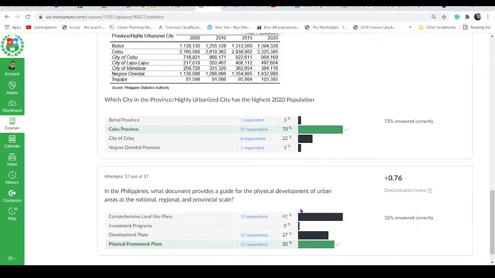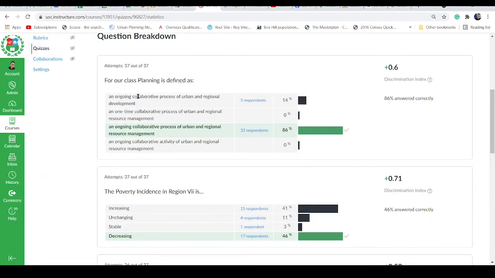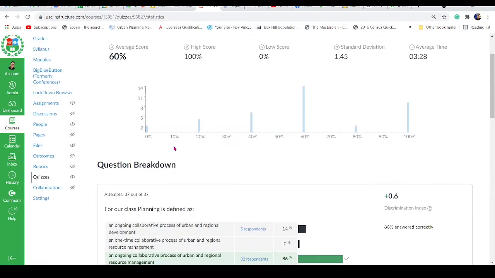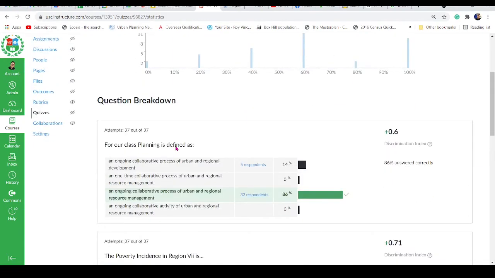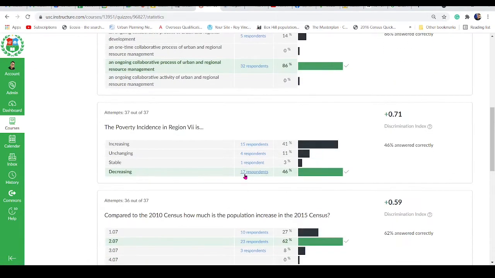Okay, so that's basically that. So now that we're here on the quiz summary, let's see here. Most of the people got this correct. For our class, planning is defined as an ongoing collaborative process of urban and regional resource management. So collaborative meaning it's not just architects who handle these kinds of problem solving. We need to talk to geodetic engineers, surveyors, local officials. So in the end, planning is very political, and not in the bad way, in the way that you need to communicate with different leaders and representatives to achieve a holistic and comprehensive plan. So most of you got that, no problem.